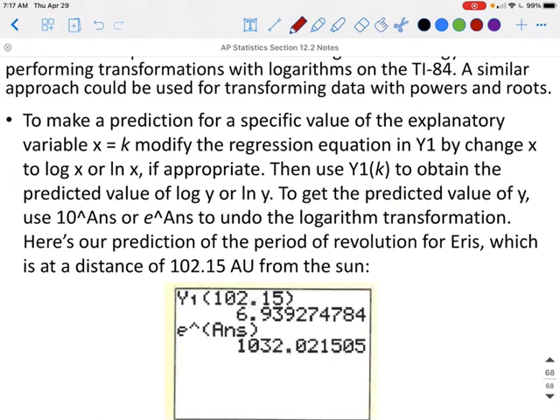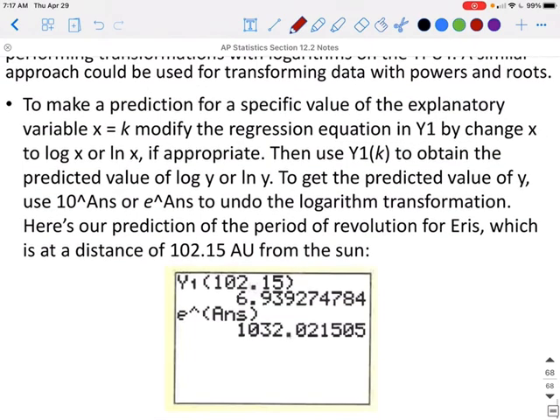Here's our prediction for the period of revolution for Eris, which is at a distance of 102.15 astronomical units from the sun. So they plugged the value into y1, plugging in the distance of 102.15, and they're going to get an answer. Once they have that answer, since this was done in natural log, we'll do e raised to that answer, and you will get how long it would take to make a revolution.